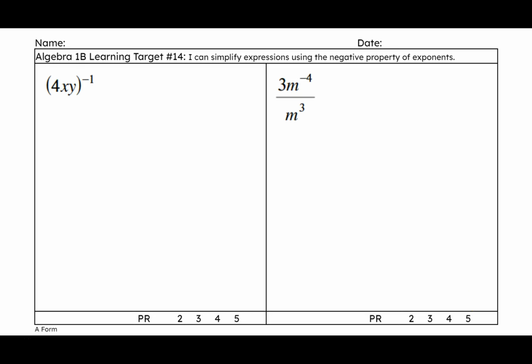This is Gail Kovac for Gresham Barlow School District, Summer School, High School Credit Recovery, Algebra 1B, and Learning Target number 14. I can simplify expressions using the negative property of exponents.